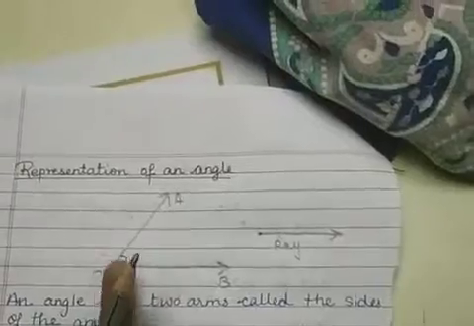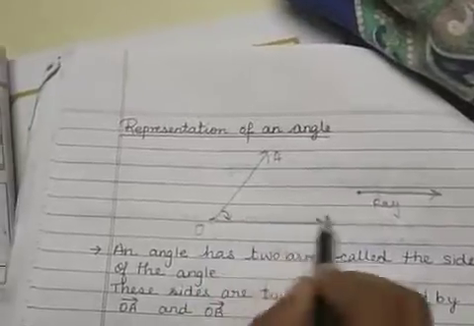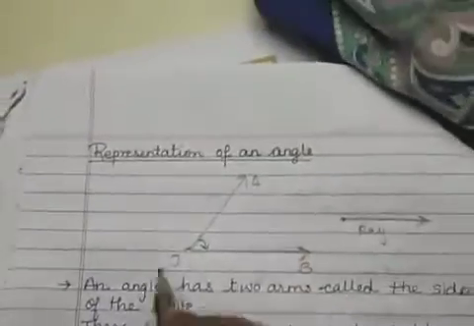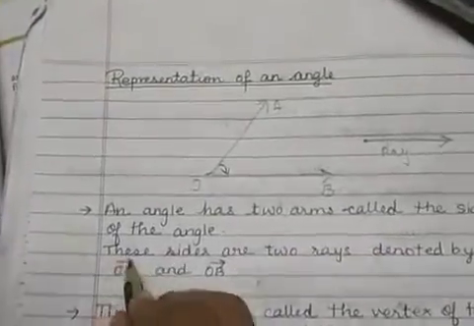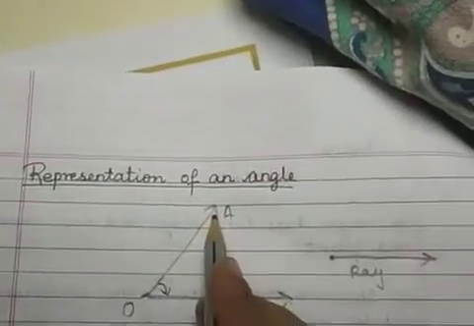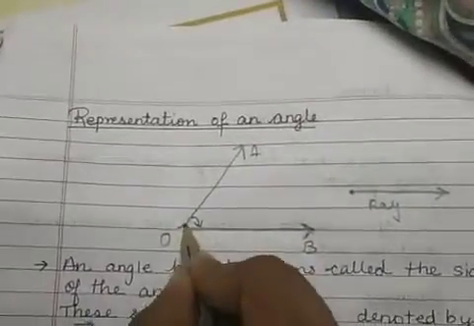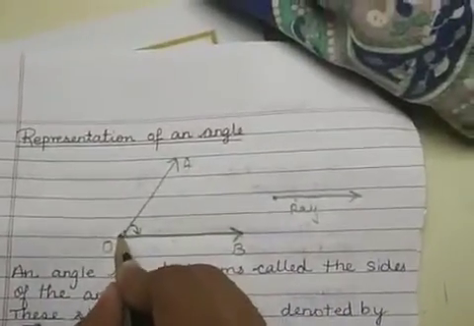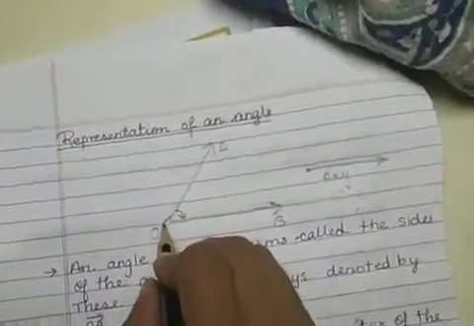So what is an angle here? An angle has two arms called the sides of the angle. So these are called sides of the angle, and these are the rays. How are they denoted? They are denoted by capital letters OA and OB with an arrow mark on top. So this is the arm OA or ray OA, and this is the ray OB. Now this common point that you see is called the vertex of the angle. So in this figure, what is the vertex here? The vertex is O.